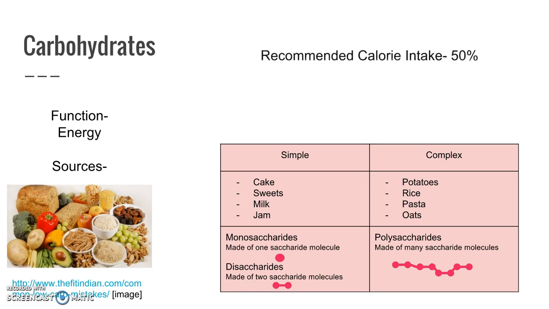In a day, the calorie intake of carbohydrates should be 50%, and 1 gram of carbohydrates equals 4 calories of energy. When carbohydrates are broken down, they turn into glucose and are stored as glycogen. In the muscles, 325 grams of glycogen is stored. In the liver, 100 grams is stored, and in blood glucose, 15 to 20 grams is stored.